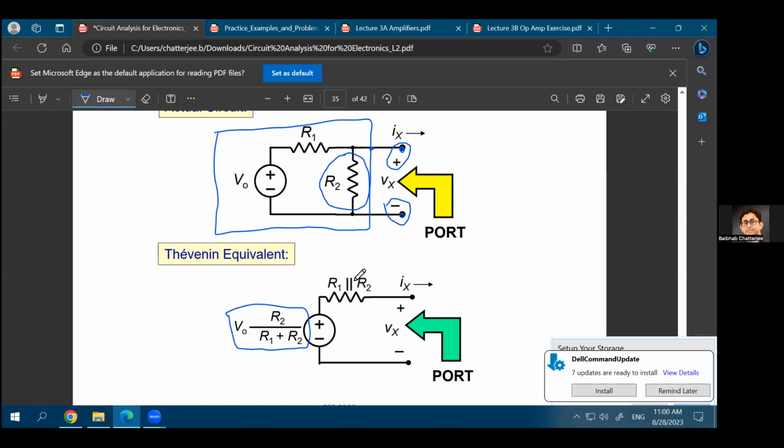How to find out the Thevenin equivalent resistance? You need to first kill the voltage sources, the original independent voltage sources that are inside this black box. So you'll short this out.